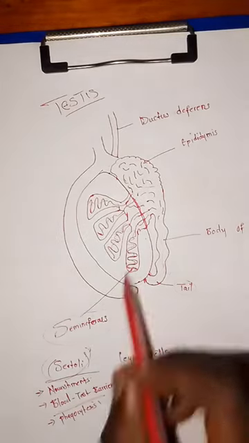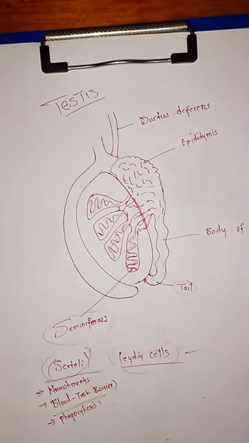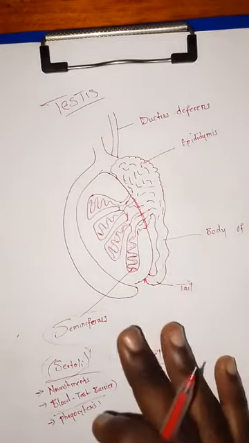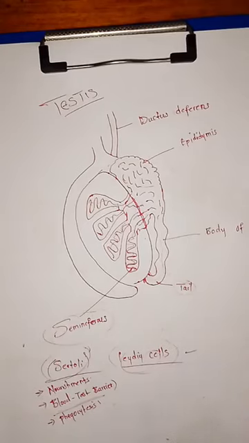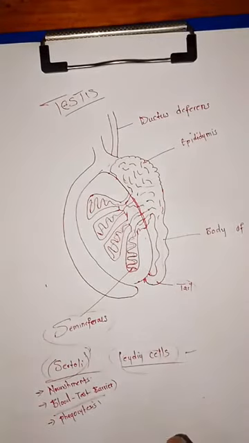So these cells are going to be found in a seminiferous tubule, and as we have heard, the seminiferous tubule is going to be the site for the whole process of spermatogenesis, or that's where the whole process of sperm formation, or rather spermatocyte formation, is going to be taking place. So having looked at this, we would like now to introduce the whole process of spermatogenesis.